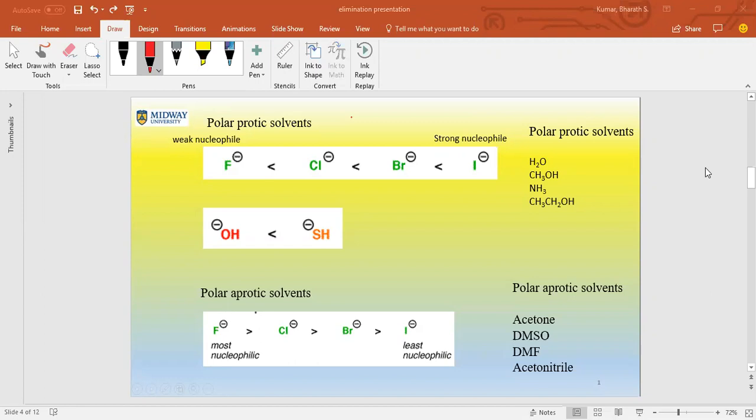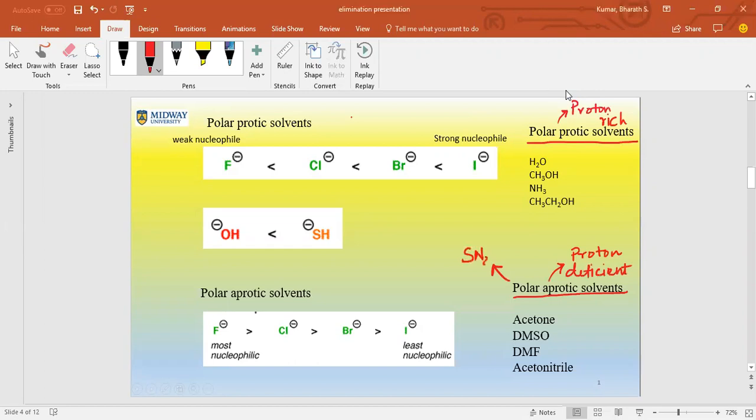Now there are two primary kinds, at least for the sake of understanding E1 and E2. One of them is a polar protic solvent, and the other is a polar aprotic solvent. Protic means it's proton rich, and aprotic is obviously the opposite, proton deficient.